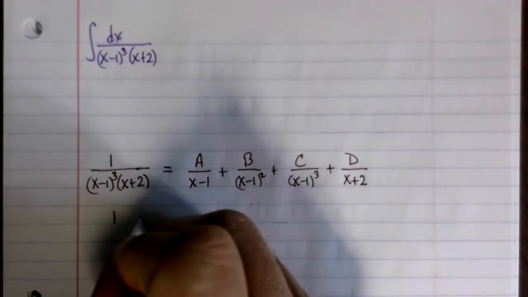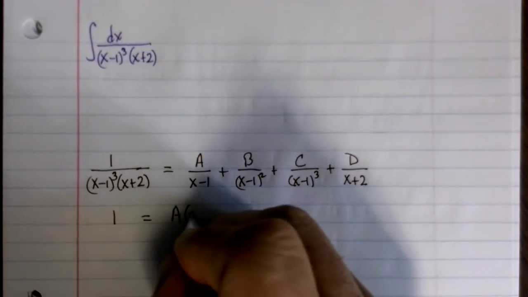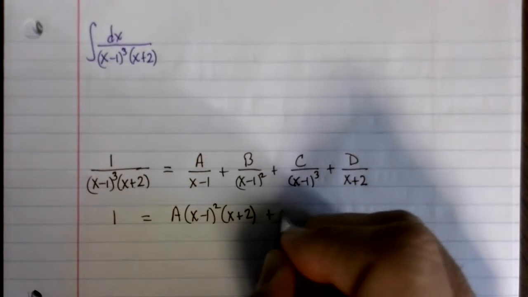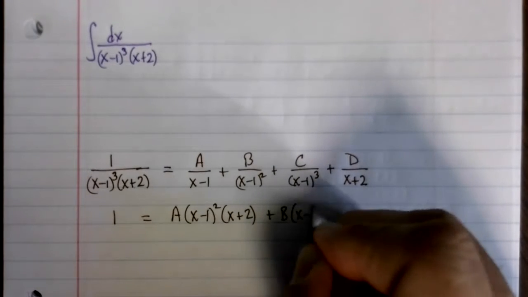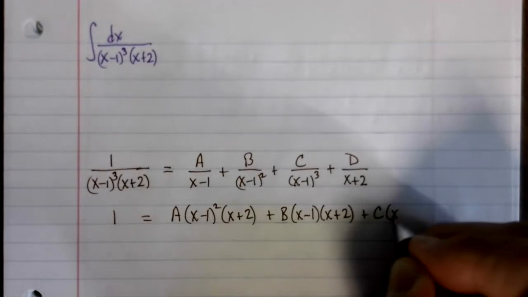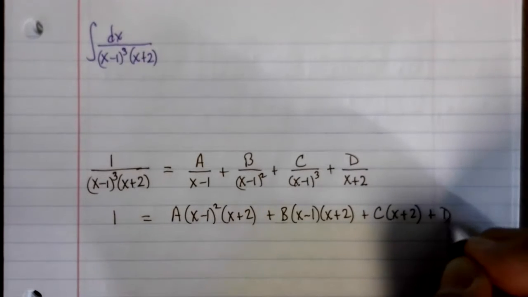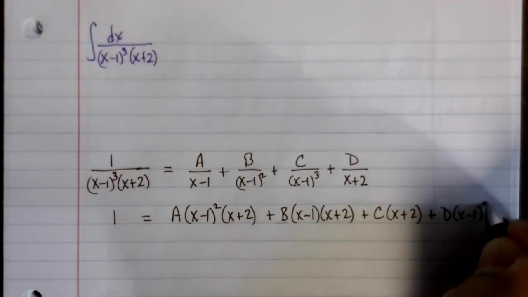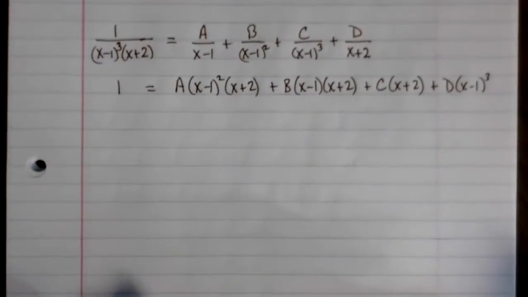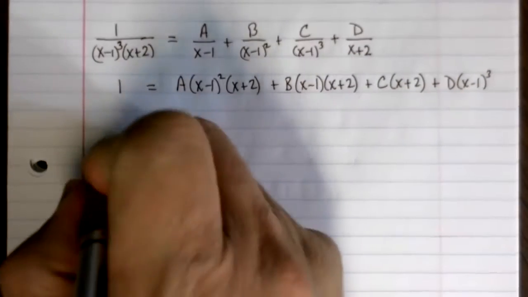Clearing out the denominator, we get 1 is equal to A times (x minus 1) squared times (x plus 2), plus B times (x minus 1) times (x plus 2), plus C times (x plus 2), plus D times (x minus 1) to the third. Okay, to do this, I will plug in numbers to get started.